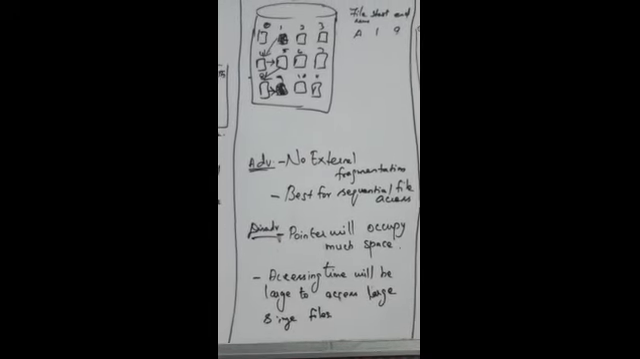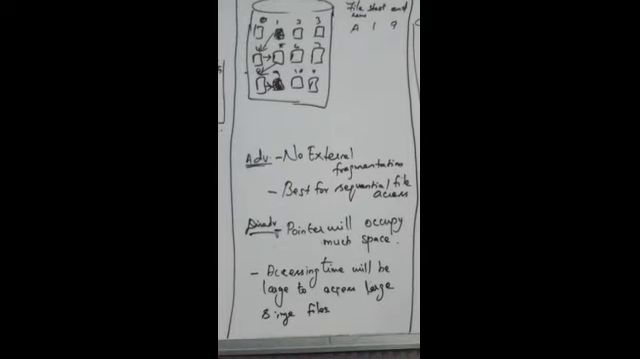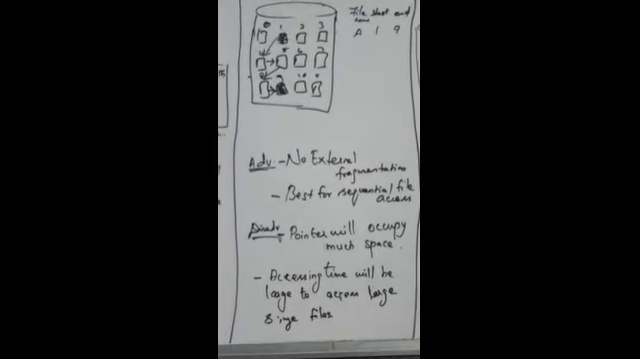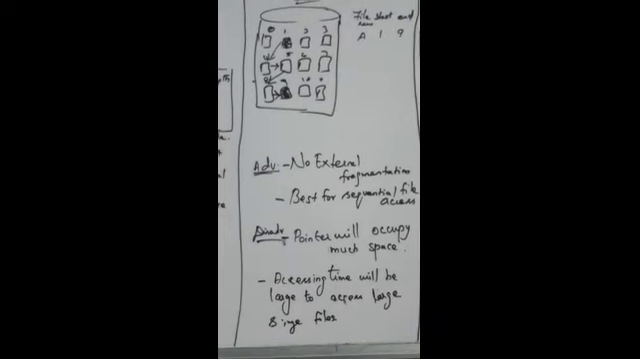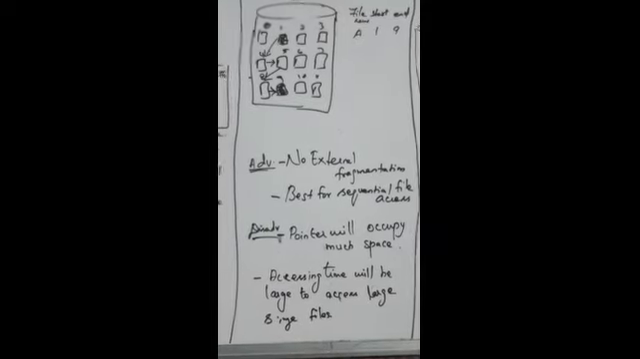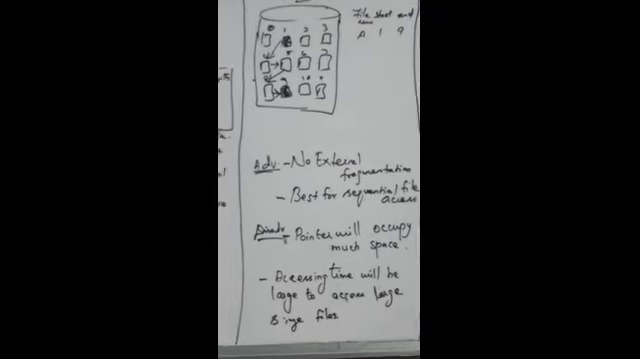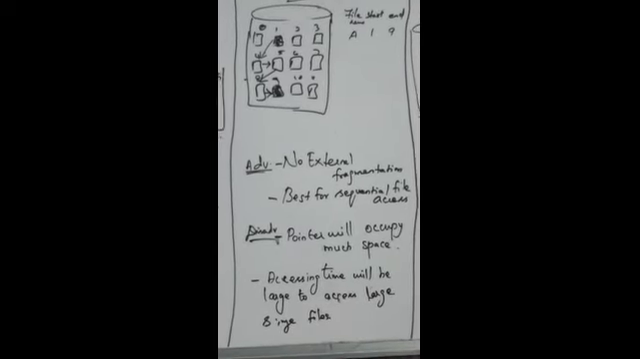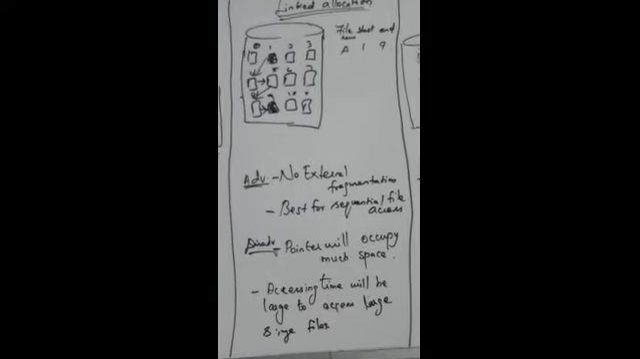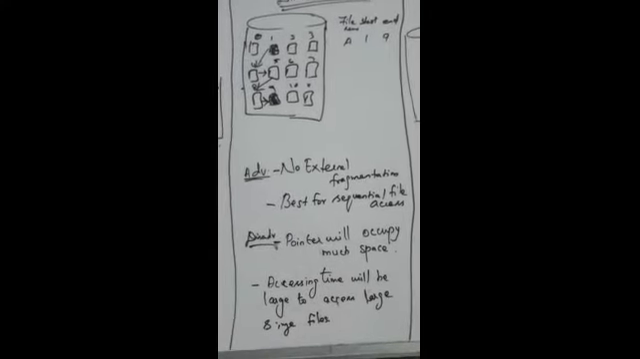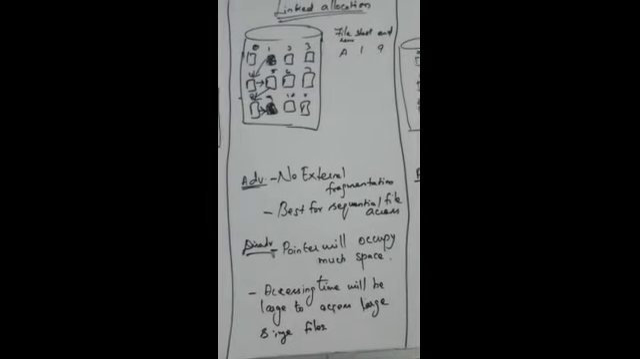In this example, the file occupies only 5 blocks. Sometimes some files will occupy more than 20 blocks. More than 20 blocks means that during accessing, it has to connect all those 20 blocks one by one. It will take time. So the accessing time of a file will be large whenever the file size is large.